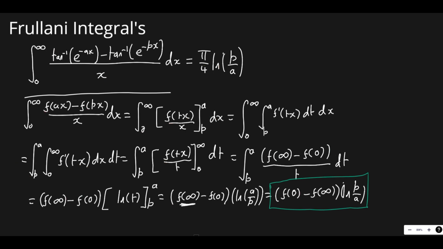So if we go up to our original integral at the top, what's our function? Clearly f of x is equal to inverse tan of e to the minus x, because this is f of ax and this is f of bx. So this integral, I'm going to call it I, is equal to f of 0 minus f of infinity, so inverse tan of e to the minus 0, which is just inverse tan of 1, minus inverse tan of 0, and then we're multiplying by ln of b over a. And inverse tan of 1 is pi upon 4. So this really nice result follows.